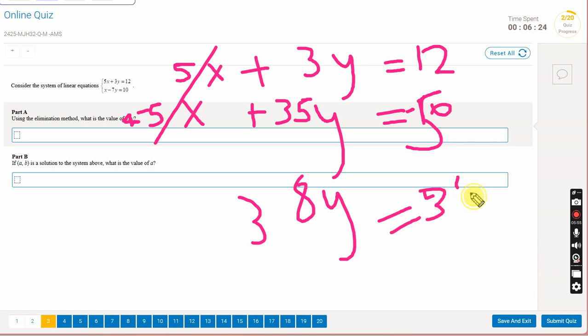38. 38y is equal to 38. But remember, this is minus because of minus 50, the one that has the larger number. Look at the number beside it. That's the negative, so we'll follow that. Minus 38. Now they're telling us what is the value of a.